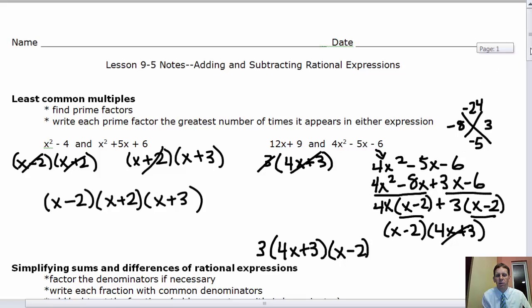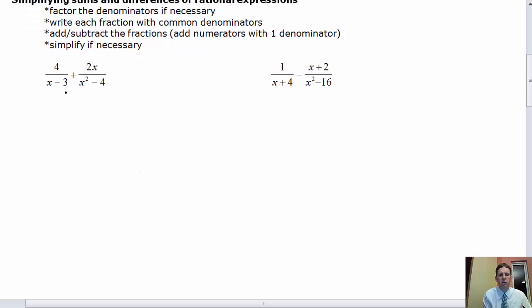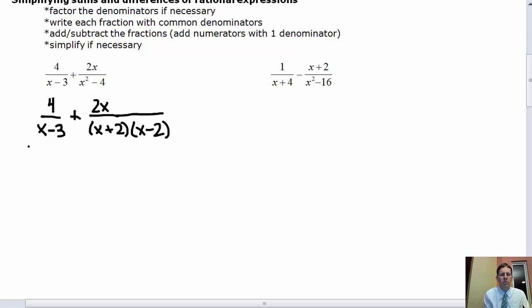Now, we'll use that same kind of idea when we add and subtract our rational expressions over here. The first thing we're going to do is factor the denominators if necessary. The first fraction here is 4 over x minus 3. We really can't factor that denominator. However, the second fraction has x squared minus 4, which we can factor into x plus 2 times x minus 2. Write each fraction with common denominators. Here, there's no repeated factor between these. We have all unique factors, x minus 3, x plus 2, x minus 2. So our common denominator is x minus 3 times x plus 2 times x minus 2.